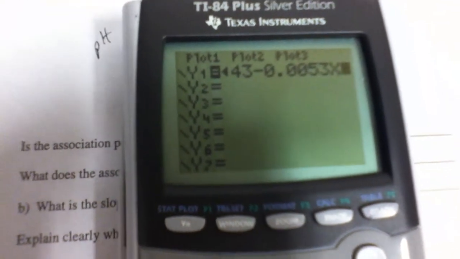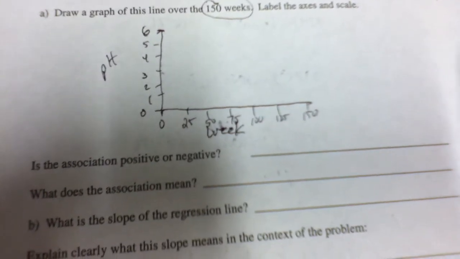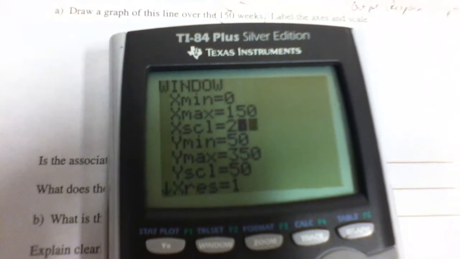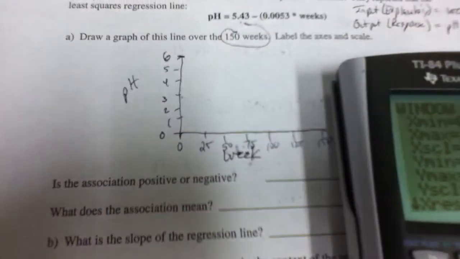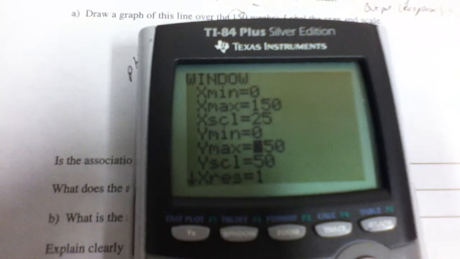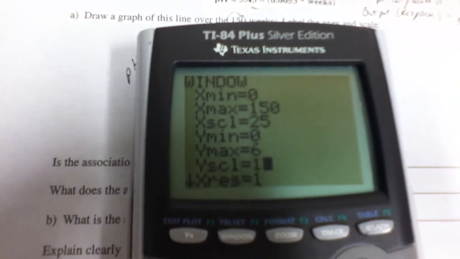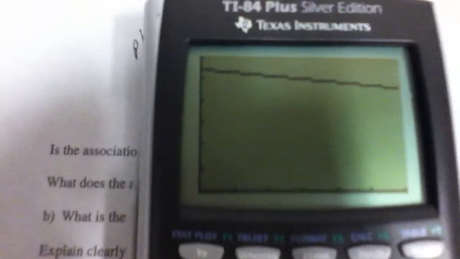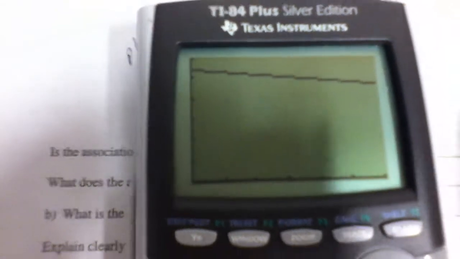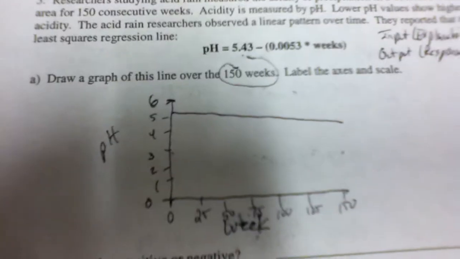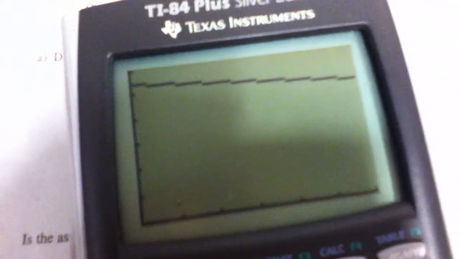Once we have the equation in y1, we press window. Our x goes from 0 to 150, counting by 25s. So x minimum 0, x maximum 150, scale of 25. Our y-axis goes 0 to 6, counting by 1s. Y minimum 0, y maximum 6. Then I press graph, and we see our line. Notice it starts at about 5.43 and goes downward. So we should have that on our paper, which matches what we have in our graphs.